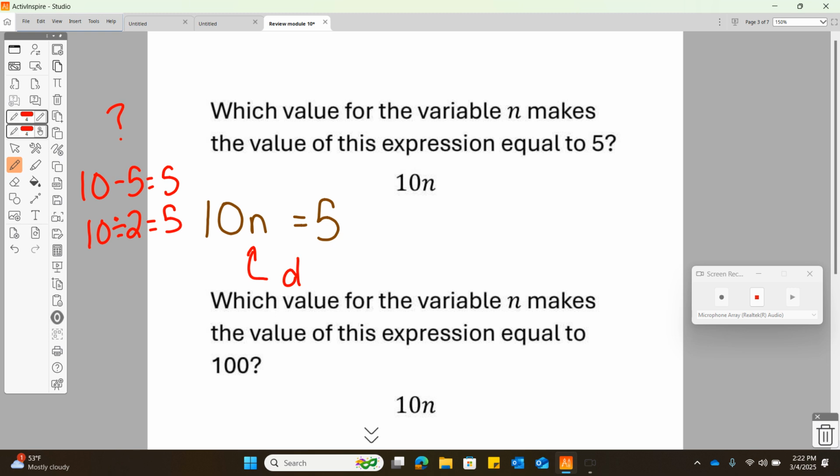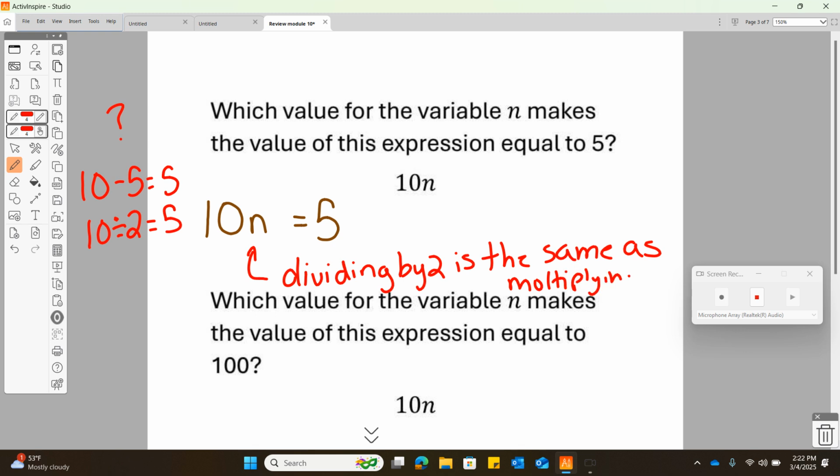dividing by 2 is the same as multiplying by 1/2. Okay, that's just an important concept I want you to get. So 10 times 1/2. So remember, two numbers separated by just parentheses and no signs mean multiply. Okay? So let's try a different problem.